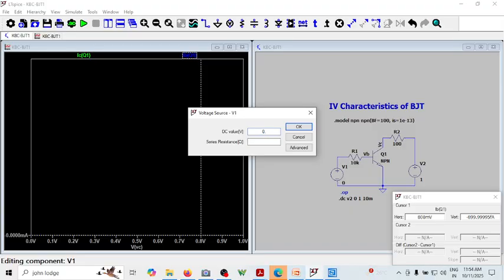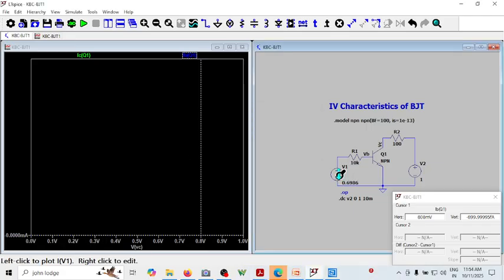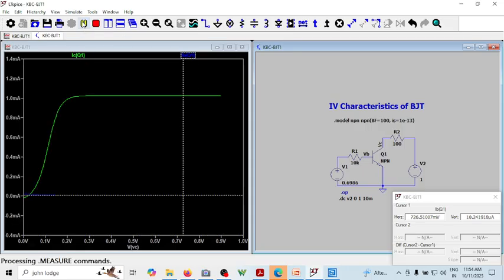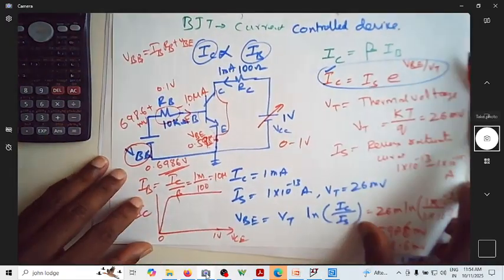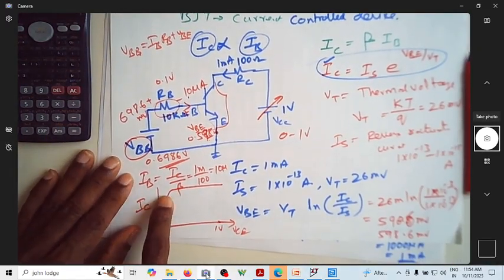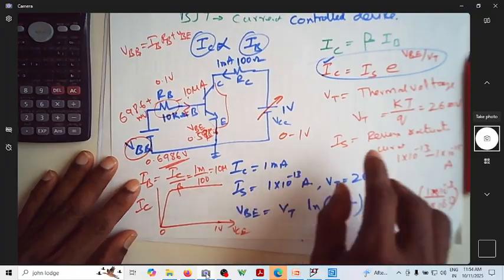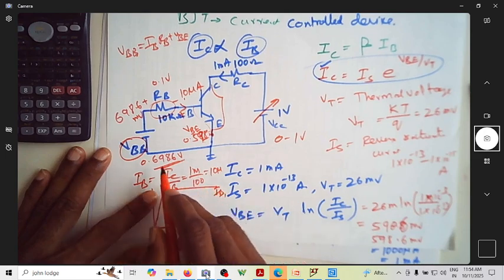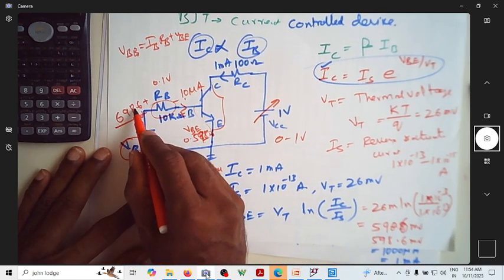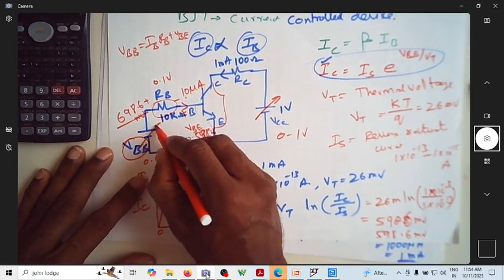So let us not reverse bias this. It is 0.6986. With this, if you run, you can see this is your IV characteristics. This is what we saw here. It was increasing like this and it becomes constant. Now this is for a given value of IB, 698.6.